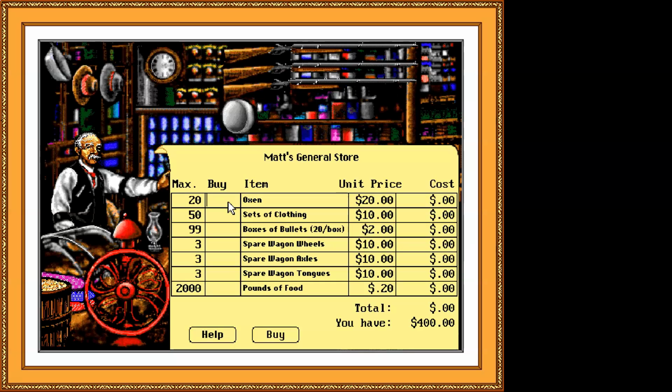So let's see. I'm going to buy... Let's start with 4 oxen. Sets of clothing. Let's say a pair per person. Let's get 5. Boxes of bullets. That's for hunting, by the way. There is hunting in this game. Let's say 4. Okay, so I'm at 138. Spare wagon wheels. I'm just going to do 1 spare for now. Pounds of food. Let's say 200. So I've spent pretty much half my money. I'm going to buy that.